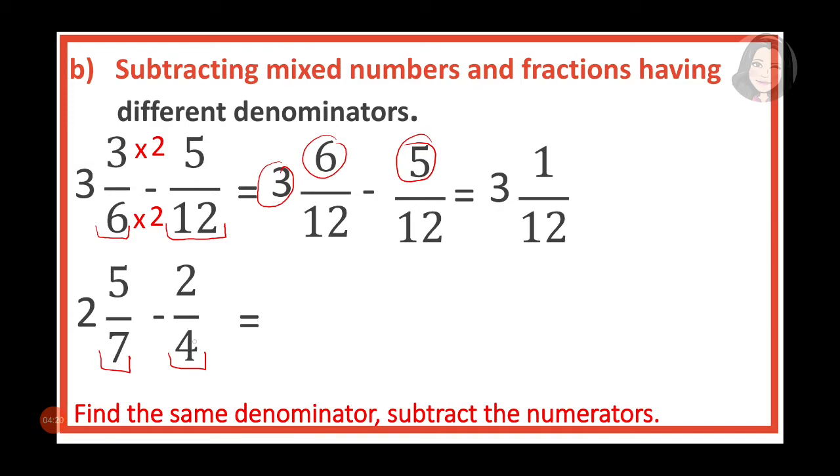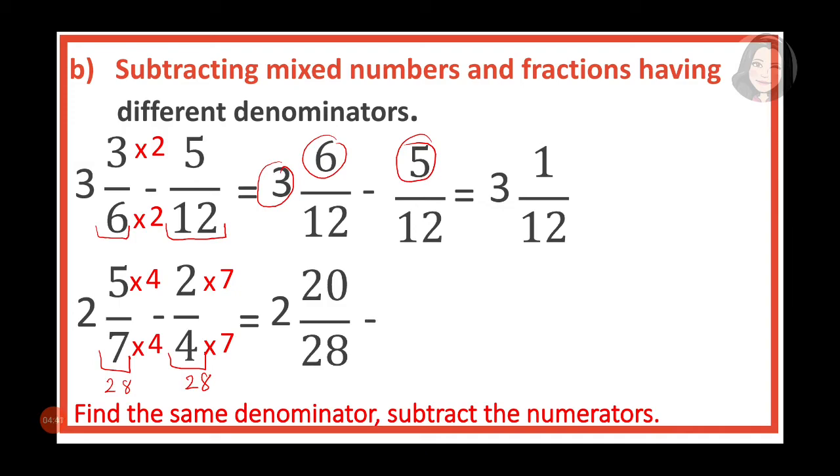Can you change the 4 into a 7? No. So what's the common multiple between 7 and 4? It's 28. How do you change the 7 into a 28? Of course, by multiplying by 4. How do I change the 4 into a 28? By multiplying by 7. So now I have 2 and 20 over 28 minus 14 over 28.